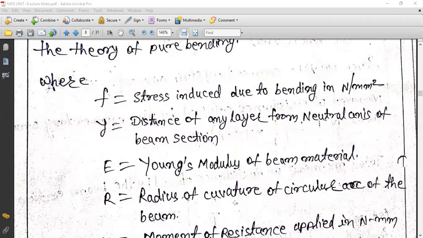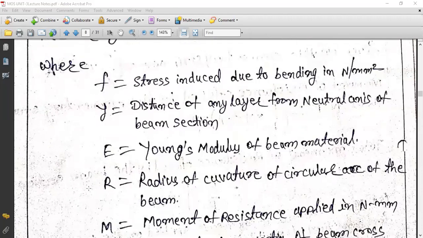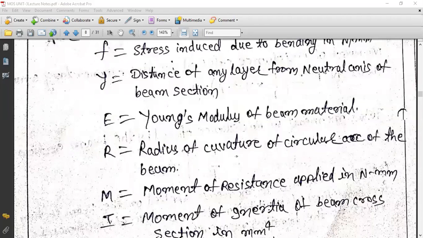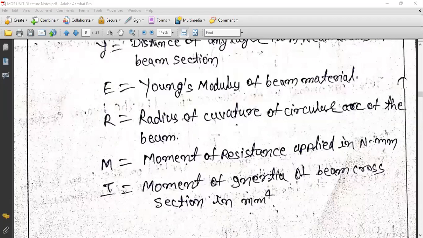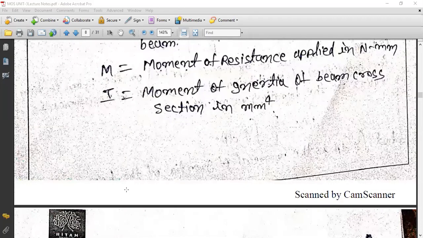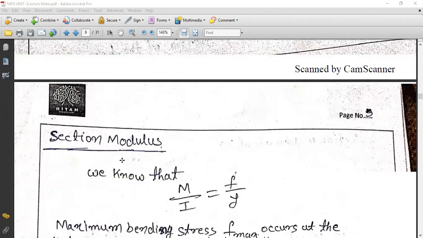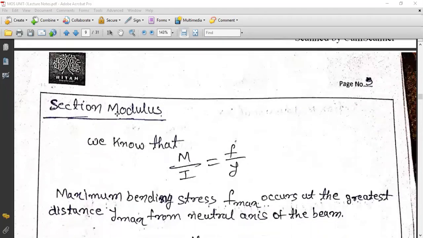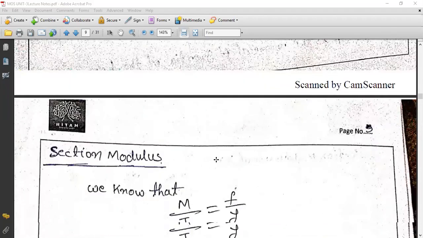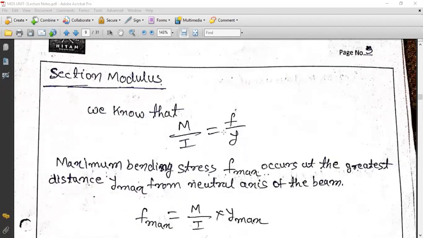R is the radius of curvature of the circular arc of the beam, and M is the moment of resistance applied in Newton mm. I is the moment of inertia of the beam cross section in mm to the power 4. So this is about the moment of inertia. Next part is another 2 marks question, the section modulus. What is section modulus? We know that M upon I is equal to F upon Y; M upon I is equal to F upon Y, which gives the section modulus.